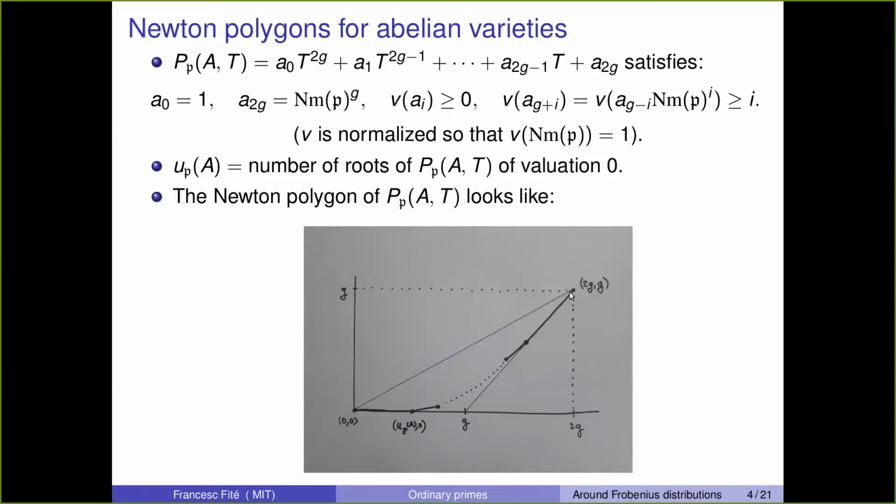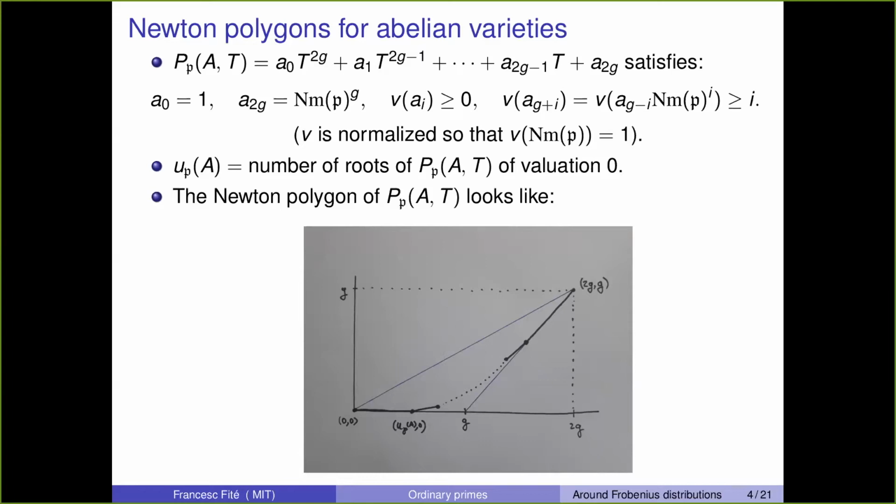And since the Newton polygon is the lower convex hull of some set of points, this is already telling us that the Newton polygon will lie below the blue segment that you see on the picture that connects the point 0, 0 with the point 2g, g. But we also know that the coefficients of P sub P are integral. Therefore, all the points that we use to build the Newton polygon will lie above the x-axis.